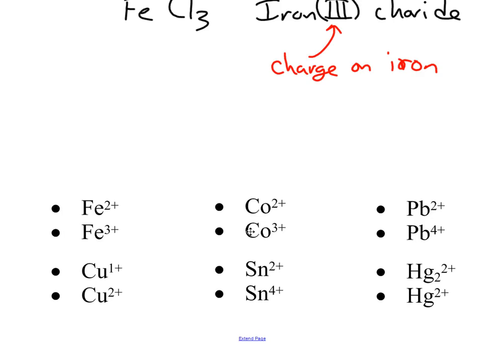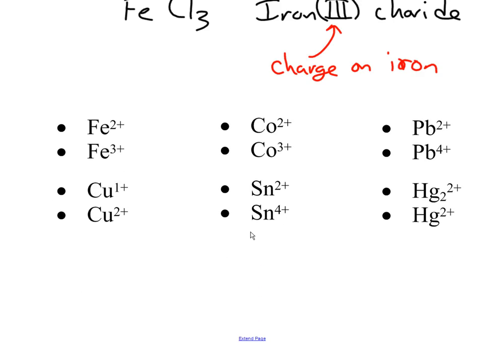So here's a list of metals that have multiple oxidation states that we're going to be using quite frequently in class. So you need to know these. In addition to iron, you have copper. Copper will take on a 1+ or a 2+ charge, meaning it will lose 1 electron or 2. Cobalt can lose 2 or 3 electrons. Tin and lead both have the option of losing 2 or 4. And mercury is kind of unique. A single mercury atom can lose 2 electrons and become Hg2+.